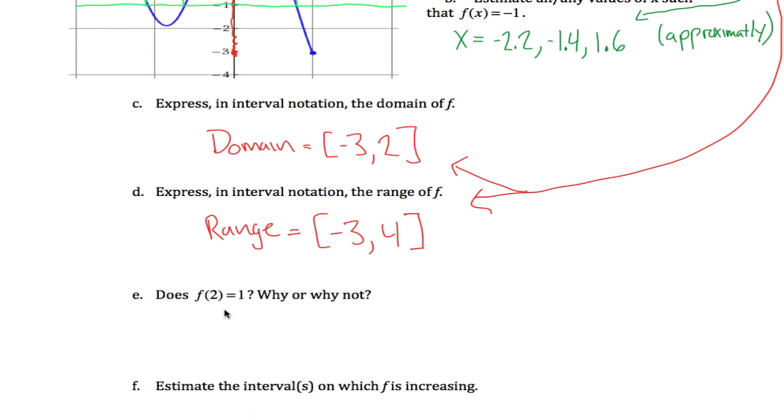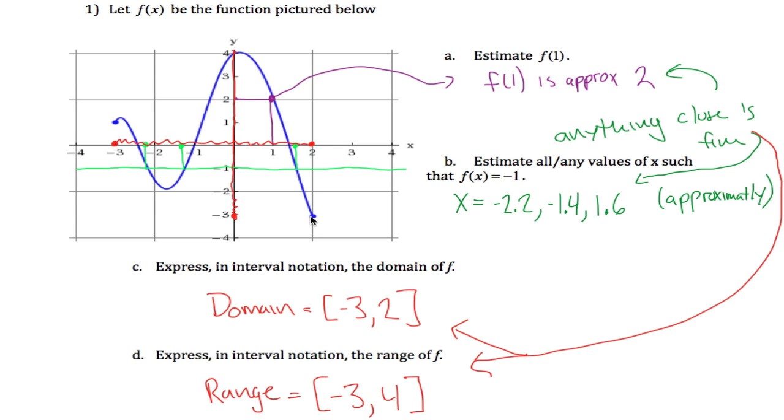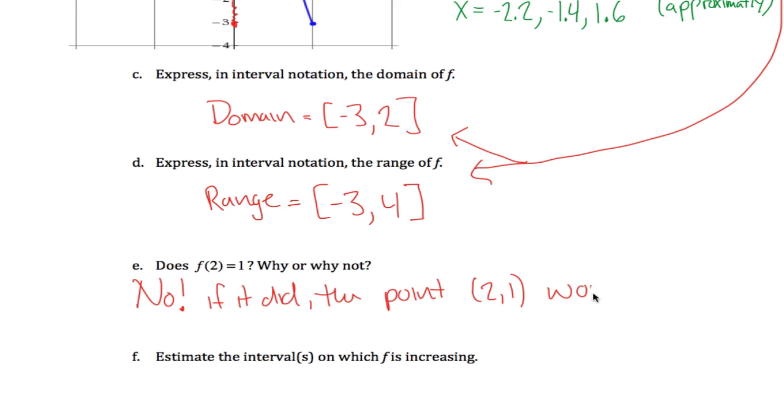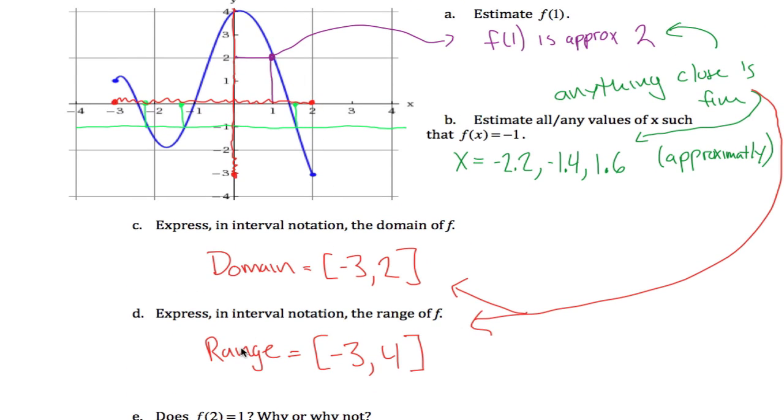Does f of 2 equal 1? Why or why not? It does not. F of 2 equals, it looks like, about -3. No. If it did, the point input 2, output 1 would be on the graph. Other explanations are fine, but the answer should clearly be no. F of 2 is not 1. F of 2 is -3-ish.